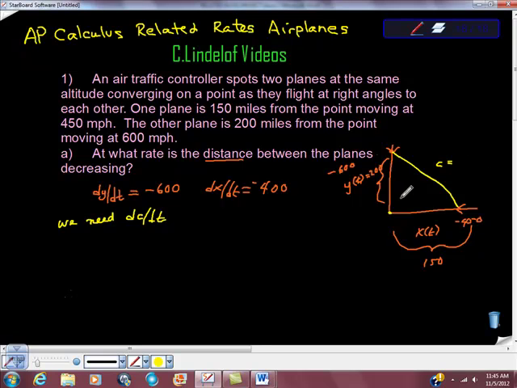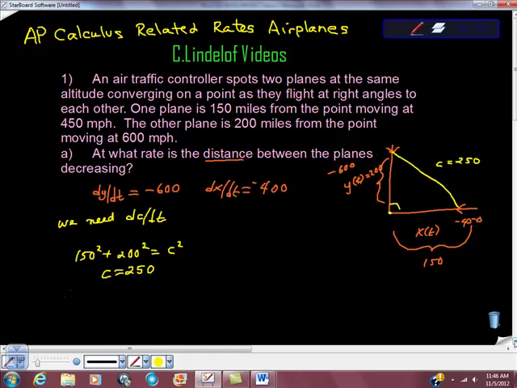So first thing I'm going to do is put my triangle together. I know that one leg of my triangle is 150, so we get 150 squared plus 200 squared is equal to c squared. I don't know if you can see this or not, but this is a 3, 4, 5 triangle. If not, you can just do this math. But I'm going to skip to it and tell you that c is equal to 250. So 250 here.